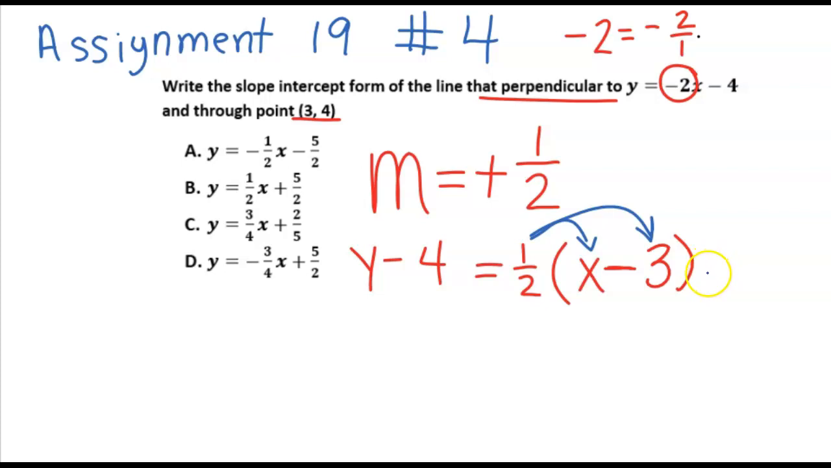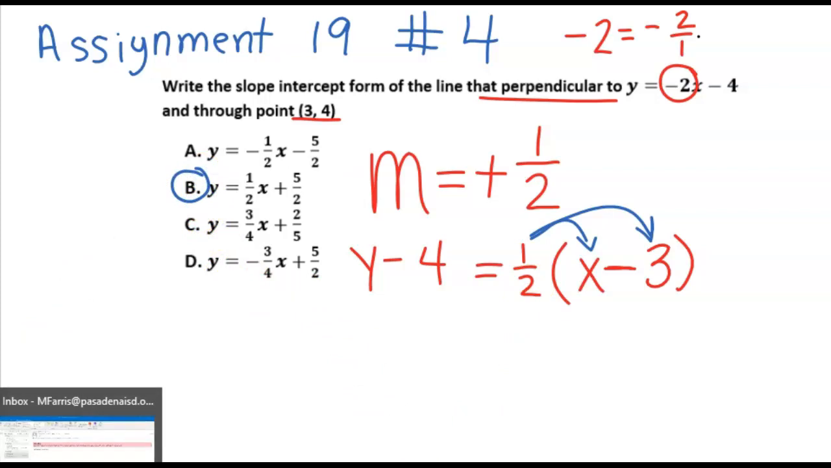But I really don't have to figure this out, because look at the answer choices. What slope am I looking for? +1/2. What's the only slope that has a +1/2 in my answer choices? I really don't have to figure anything out. It has that +1/2.